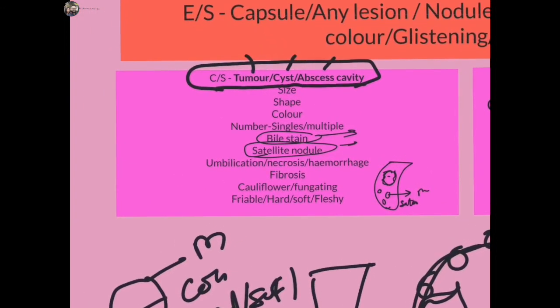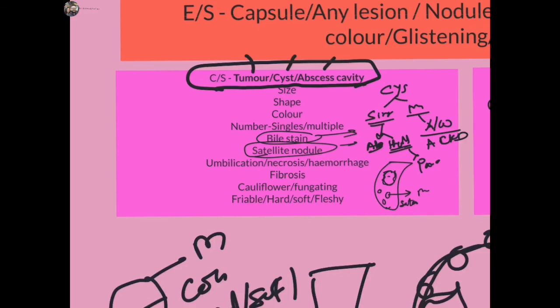Coming to the cyst and abscess cavity, please try to identify the cyst number. Cyst number is very important, whether it is single or multiple, because whenever there are multiple cysts, it is most of the time associated with adult polycystic kidney disease, whereas a single cyst may be due to an abscess or may be due to a hydatid cyst. Hydatid cyst is due to a parasite. So this cyst can give us a clue.